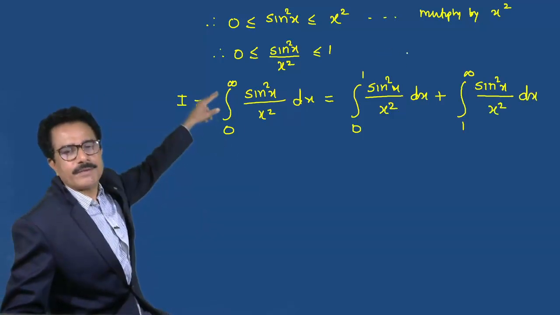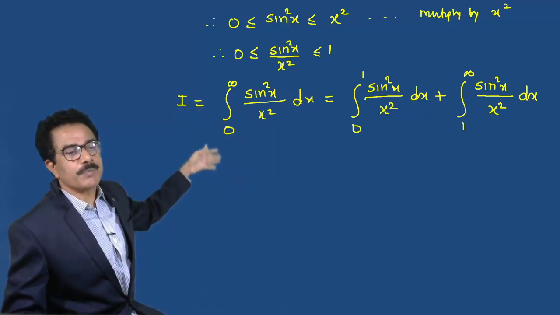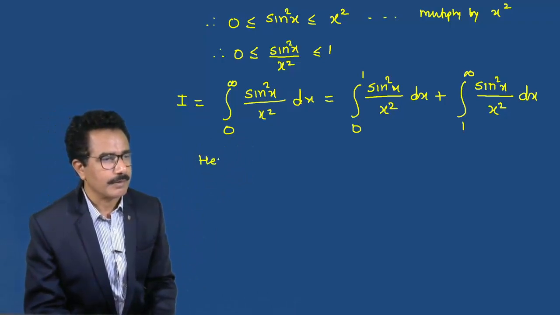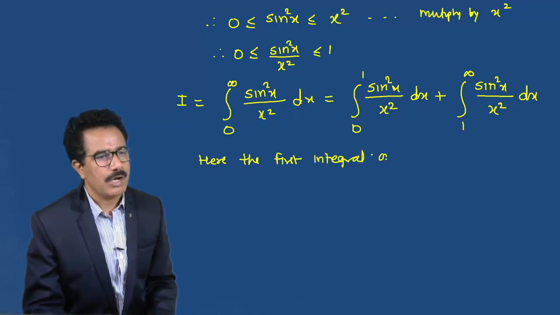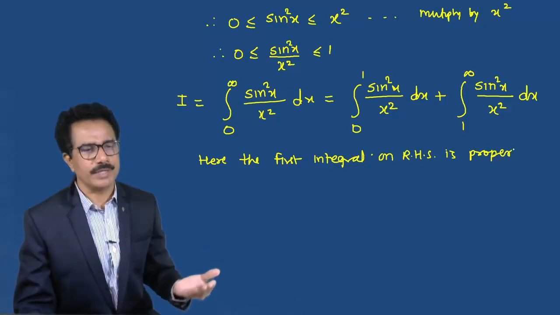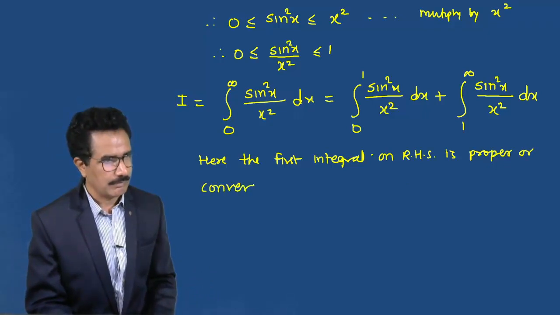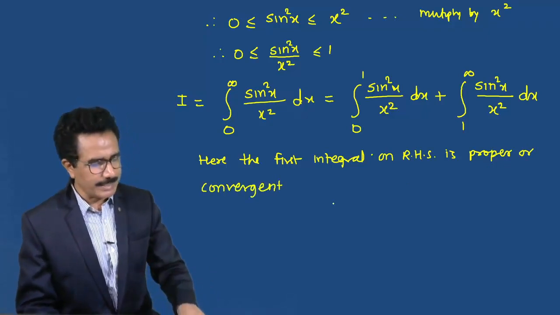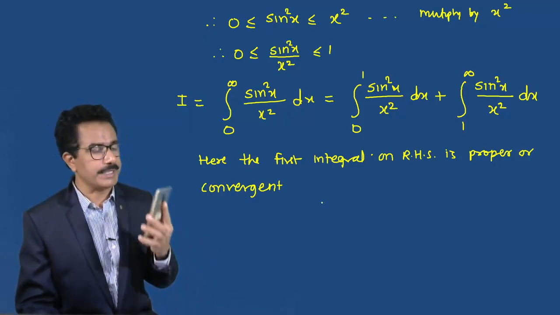Now from this inequality, we can write the first integral on RHS is proper or convergent. That means the first integral is proper or convergent. That means we have to use the first integral which is proper.